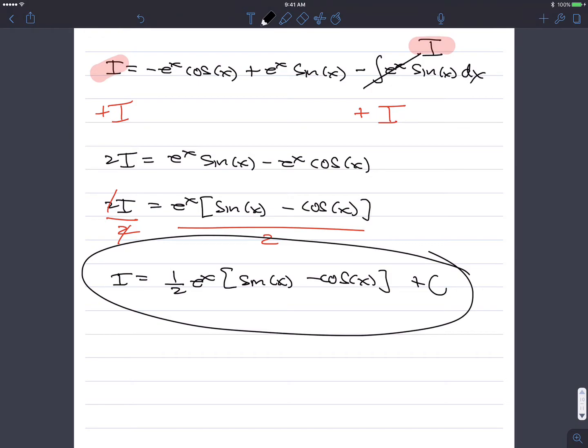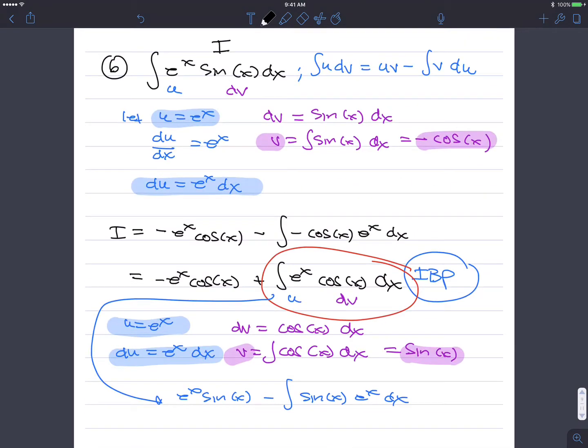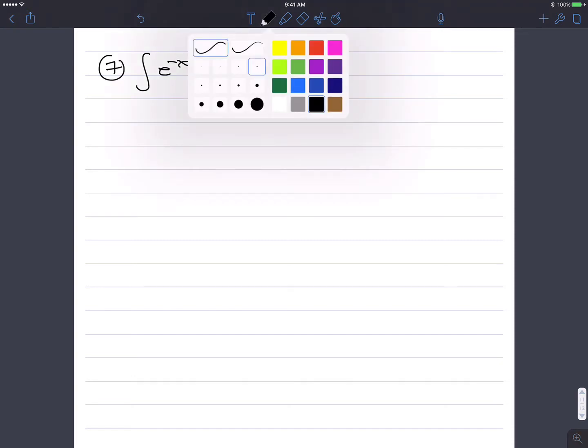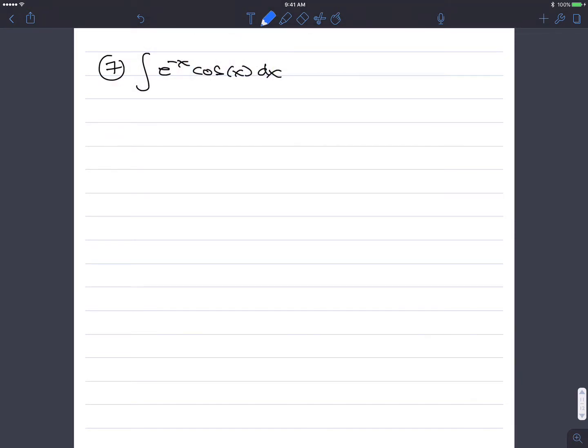Now, I don't know what number this is. Let's check. Number 7. They give you a variation. So number 7, we're going to have this integral of e to the minus x cosine x dx. It's a similar process. We just have to be careful with the e to the minus x, meaning you're going to let u be, again, this e to the minus x.